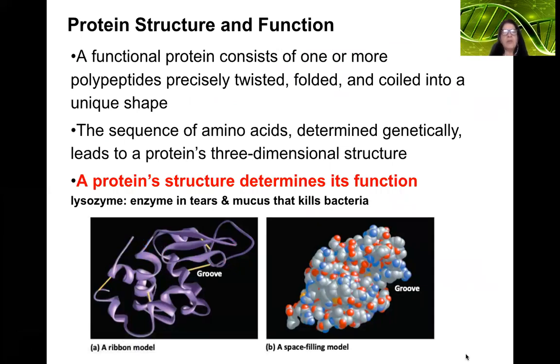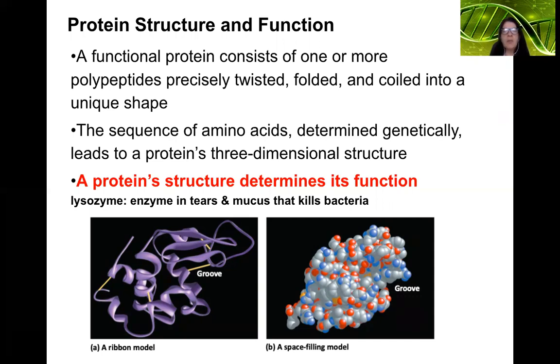Okay, protein structure and function. What does it mean to be a functional protein? A functional protein will consist of one or more polypeptides. Occasionally, you have proteins that consist of multiple polypeptides. And these polypeptides have to be precisely twisted, folded, and coiled into a unique shape. The sequence of the amino acids will determine how a protein is going to fold and what its structure is going to be. And remember that the sequence of the amino acids is really determined genetically.